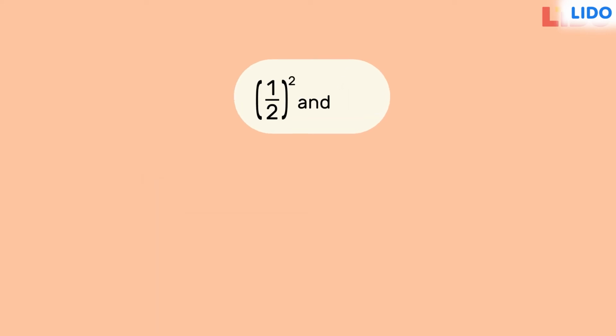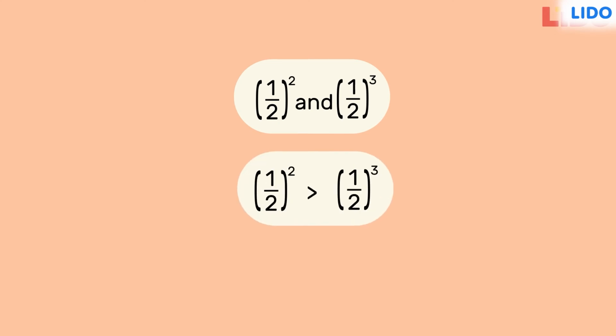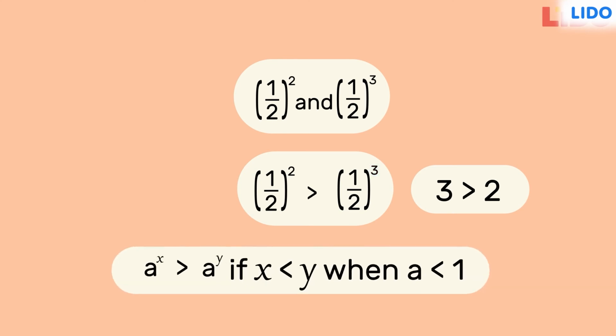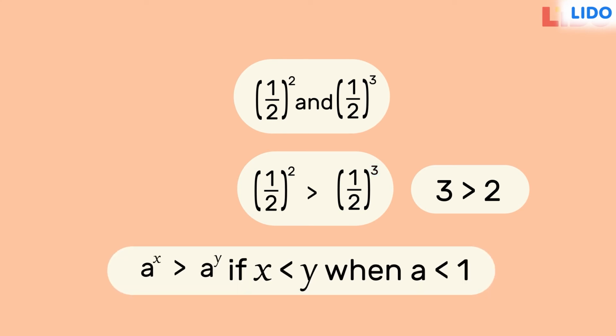Now, we have half squared and half cubed. Which is greater? Half squared is greater than half cubed, right? But wait, the exponent on half squared is lesser than the exponent on half cubed. Seems like the number with the lesser exponent is greater. That's because the number is lesser than 1.